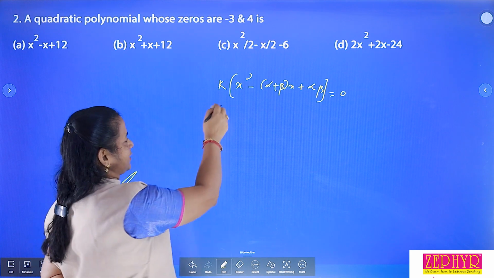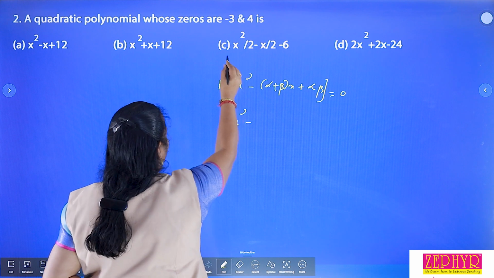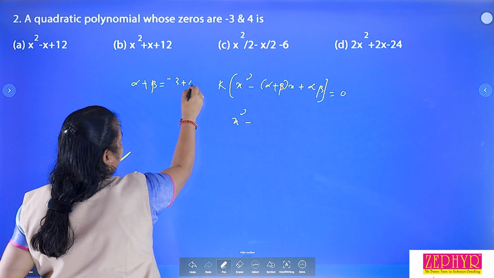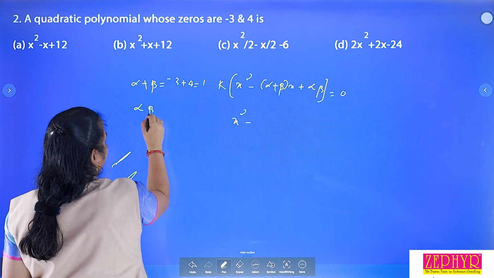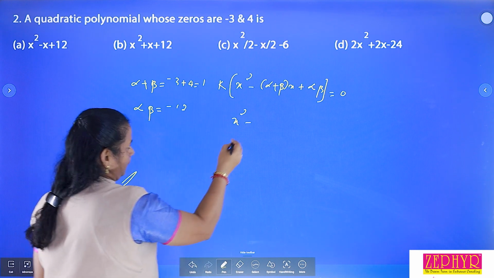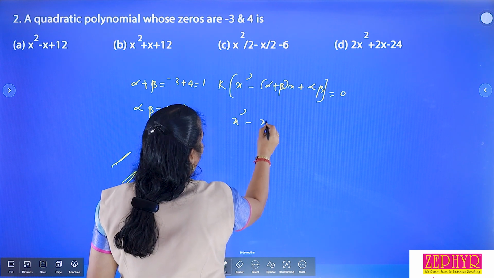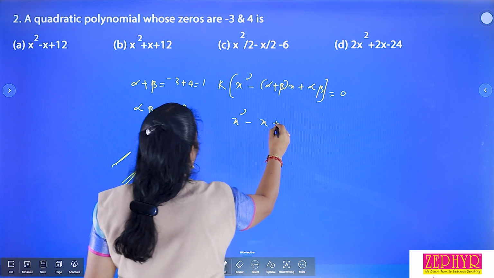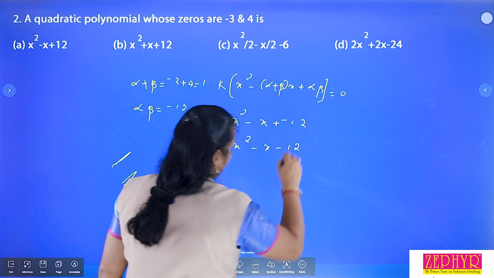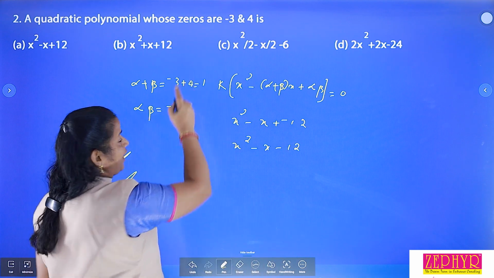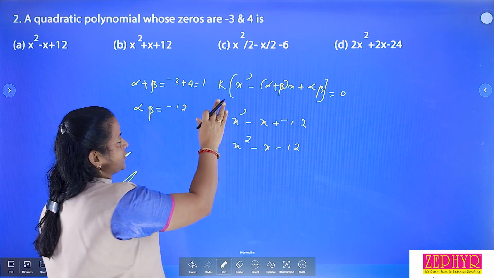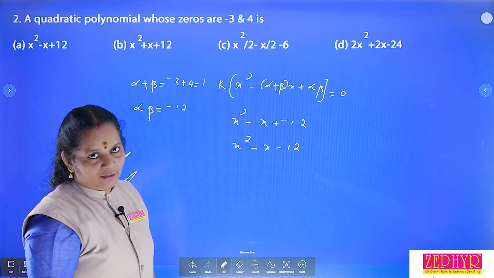Otherwise, we do this like this: x square minus the sum of the root. Here alpha plus beta is equal to minus 3 plus 4, equal to 1, and the product of the root is alpha into beta, minus 3 into 4, so it is minus 12. So x square minus sum of the root plus product of the root, so it is x square minus x minus 12. This is the answer. So either we substitute the values of minus 3 and 4 in any option and get the right answer, or using this equation we can find the answer. Okay, do you get it?